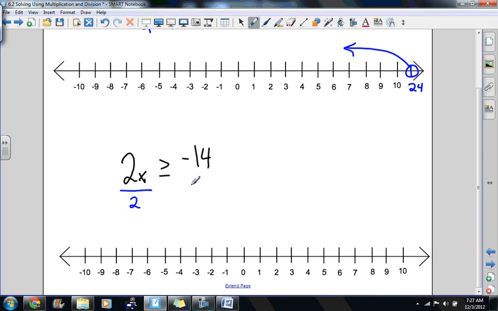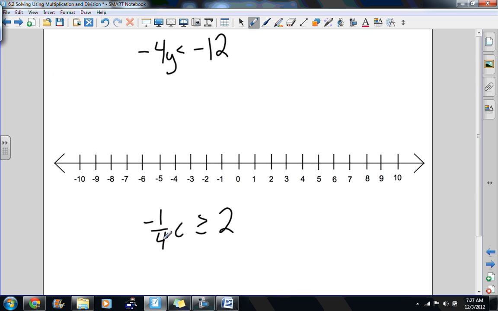Now here on the bottom, same type of thing. We're going to divide by 2. And I'm going to get x is greater than or equal to negative 7. So I'm going to go over here. I'm going to close the circle. And I'm going to shade to the right because the x is bigger than the negative 7. Pretty straightforward.